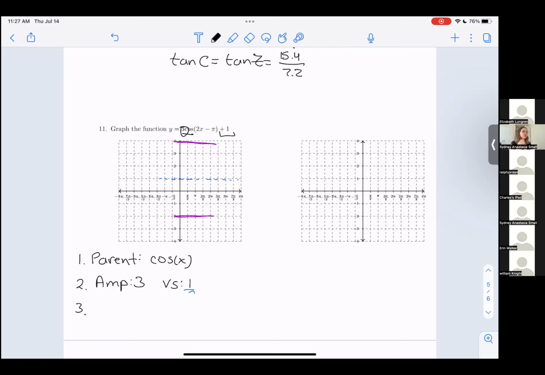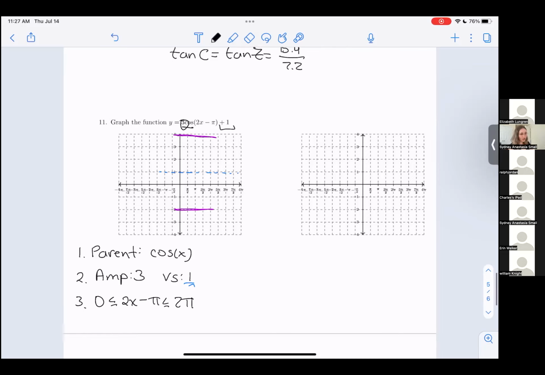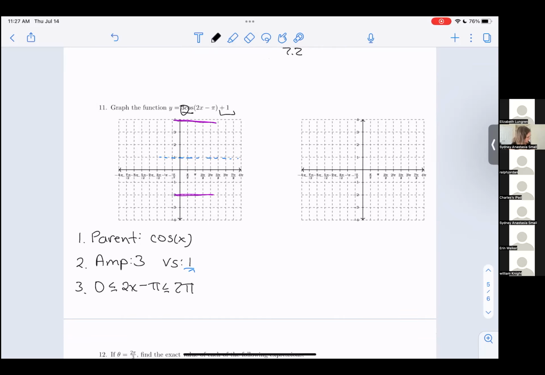Because we're working with cosine as our parent, we know that the principal interval for cosine is between 0 and 2 pi. So we want to solve for what bounds our principal interval is going to be with this inequality between 0 and 2 pi. Adding pi to both sides, we get that pi is less than or equal to 2x is less than or equal to 3 pi. Then dividing all 3 sides by 2 in order to get x by itself, we get that we're going from pi halves to 3 pi halves.